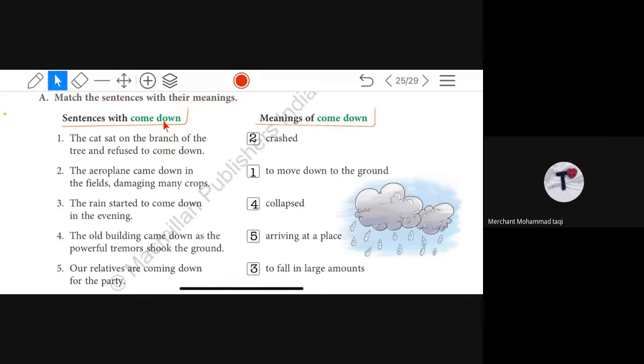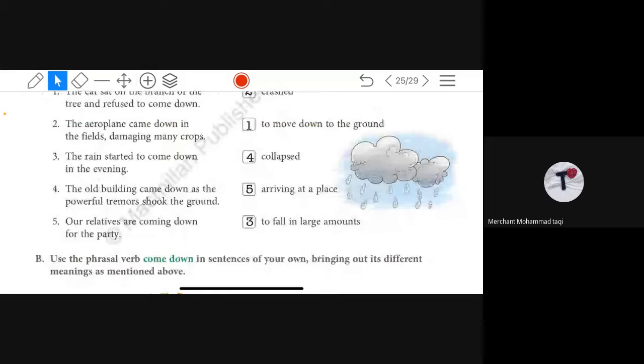If you use come down for crashed, then in the second sentence you will use come down for, like this, to move down to the ground. So use come down in a sentence. Can you make 2 sentences? Let me check if you can and who can do it. Can you make sentences with come down?